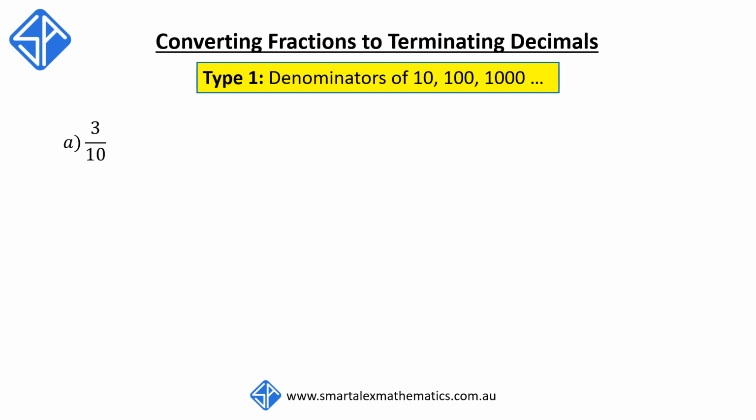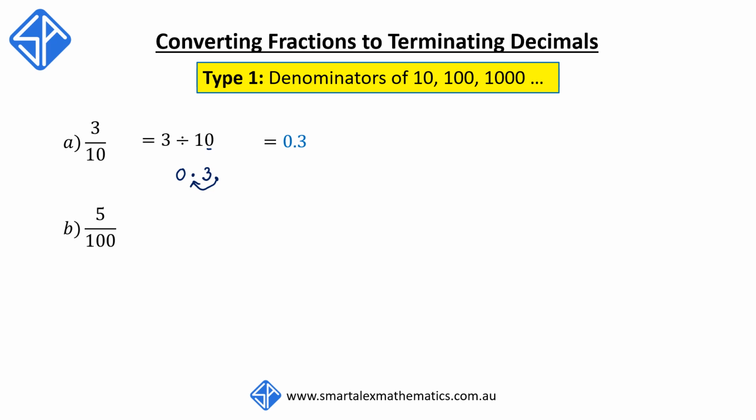The fraction bar has the same effect as division, so 3/10 can be written as 3 divided by 10. One quick strategy to divide numbers by 10, 100, 1000 is as follows. For 3 divided by 10, we write 3 and put the decimal point at the end. Since there's 1 zero, we move the decimal point one place to the left, so 3/10 is the same as 0.3.